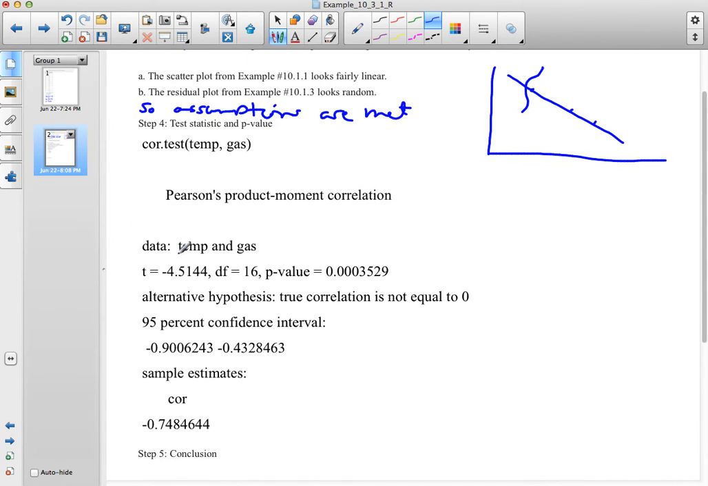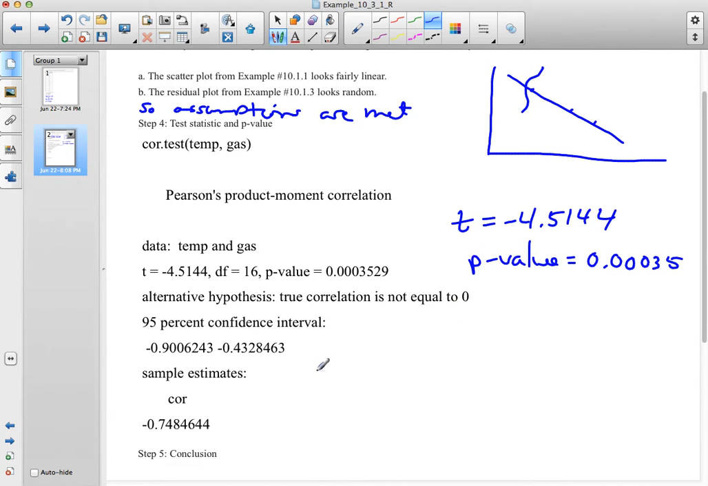So the first thing I notice is that I have a t-value here. That's my test statistic. So my test statistic is negative 4.5144. My degrees of freedom are 16, in case you want to know that. And it does in fact give you the p-value. So we are told that our p-value is 0.00035, let's say. It does actually tell you that the alternate hypothesis, true correlation is not equal to 0, so it just tells what we actually typed in.